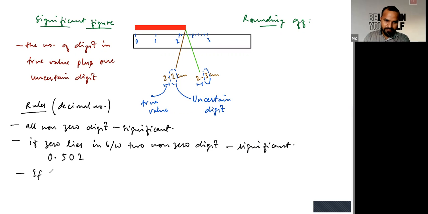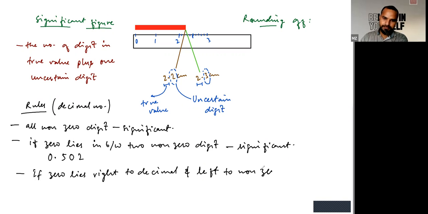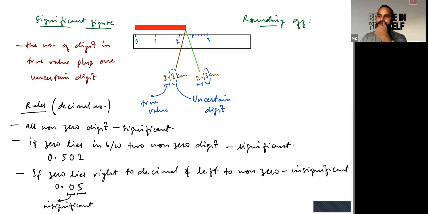Similarly, if 0 lies right to the decimal and left to a non-zero digit, then it is insignificant. For example, 0.05. In this part, 0 is lying right to the decimal but left to the non-zero digit, so it will be insignificant. So we have only 5 as significant in this part. Is it clear till this part? Yes, sir.